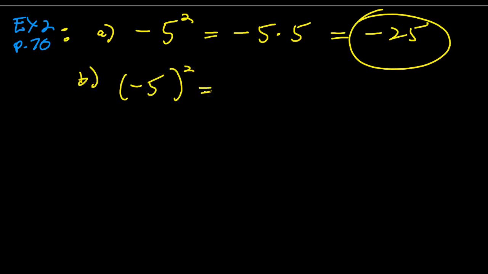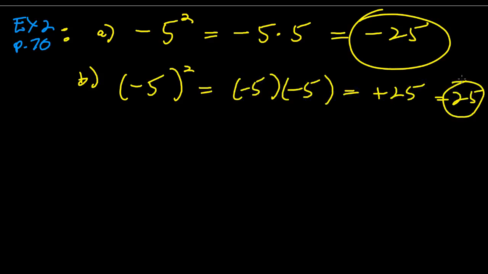Now notice that base has got a negative sign tucked inside of it. All right, so it's the square of negative 5. I've really got two negative factors here, and of course that's going to be positive 25, or just 25.